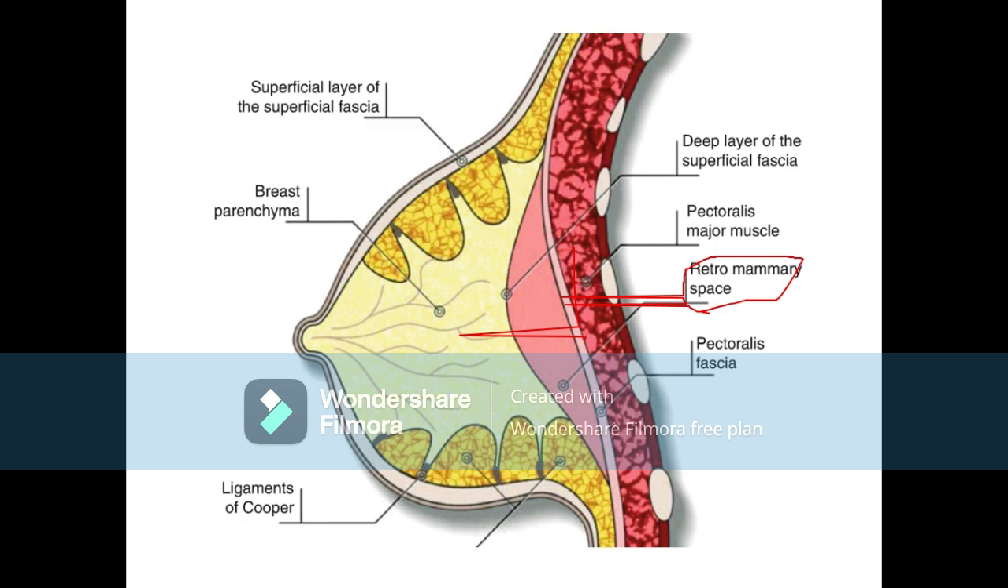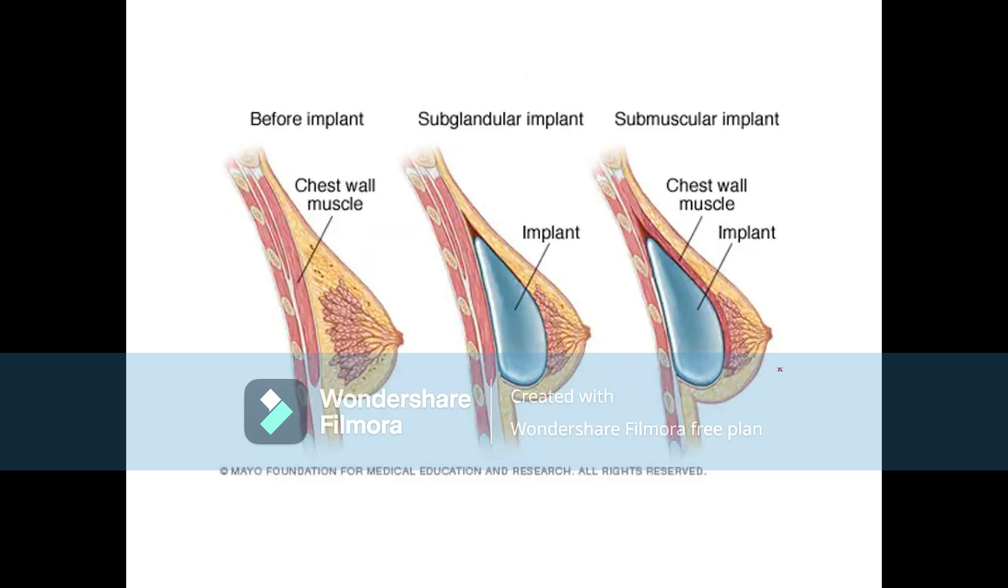Some people want to have bigger protruding breasts, so they can get a silicone bag containing a saline fluid, and they place it either in between this retromammary space, causing the breast to become more pointed and firm. Or it can also be put just behind the pectoralis muscle, pushing the breast outward.